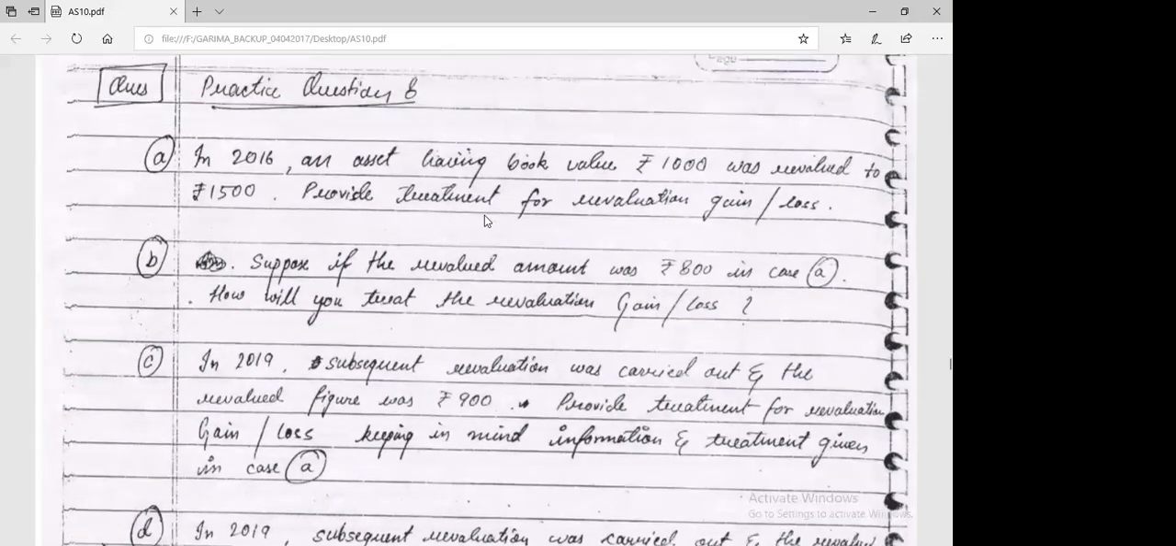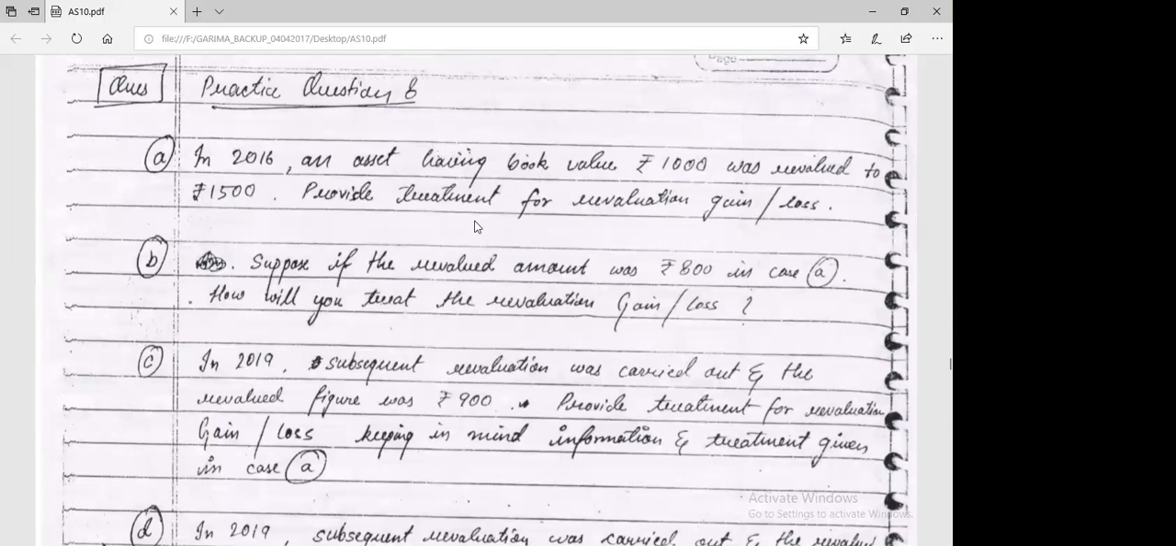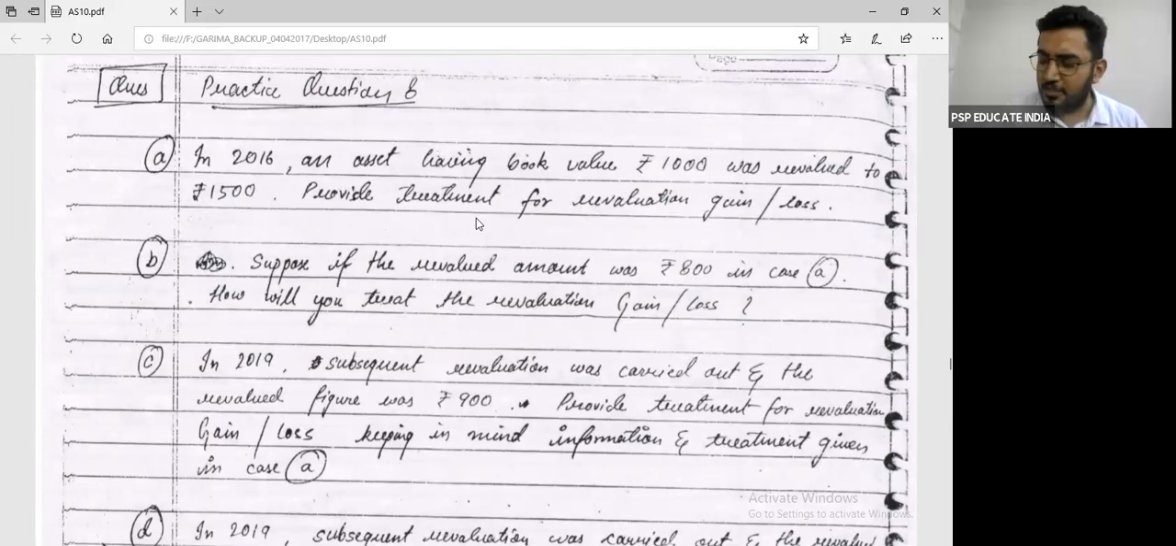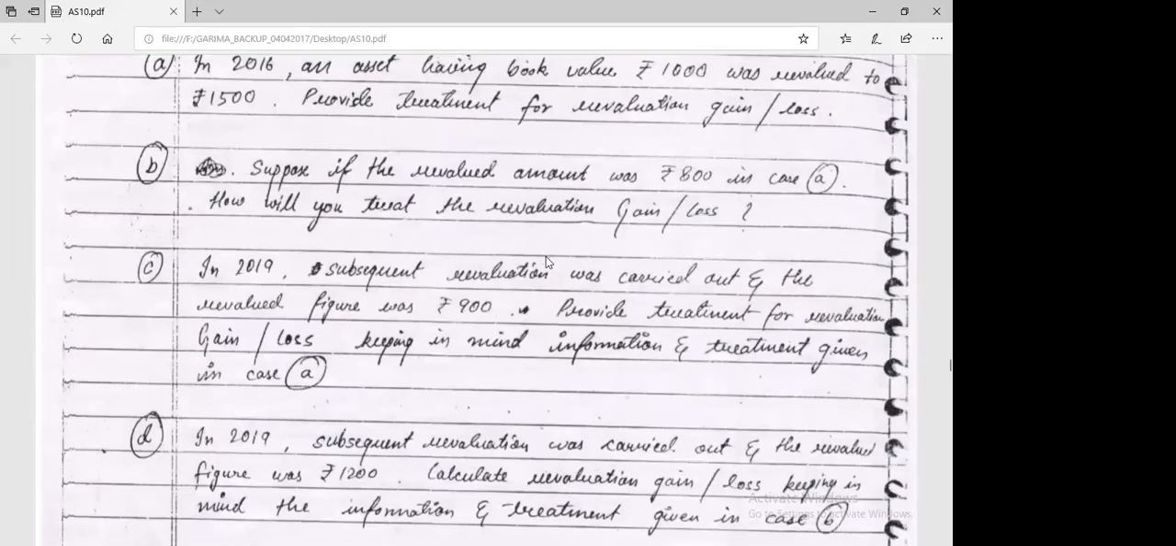Sir, here rupees 500 will be credited to revaluation surplus account. Okay, so is it upward revaluation or downward revaluation? Upward. Is it revaluation for the first time in this question? Yes, for first time. So where will it go? Credit to revaluation surplus. Okay.